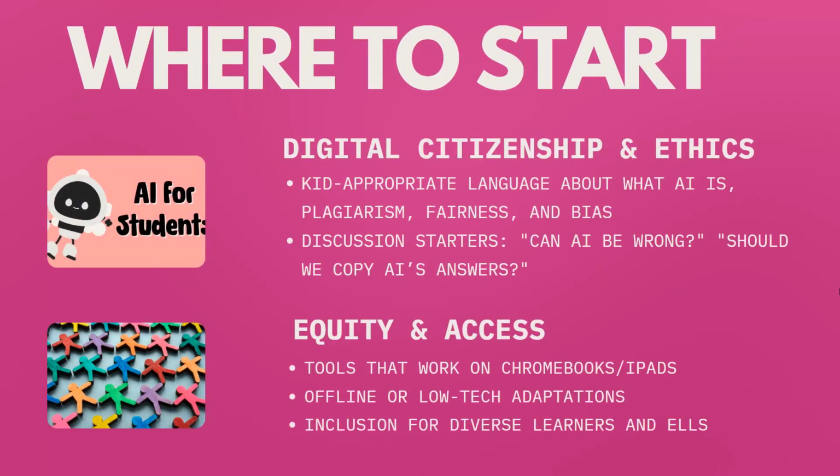And thinking about where to start, just understanding that our students need to understand digital citizenship and ethics in terms of what is kid appropriate language, about what AI is and what it isn't. Can it be wrong? Should we copy AI's answers? And really helping students understand that AI is a computer system, it's a robotic system, it's not a person, it's not someone they're interacting with. We're not forming relationships with AI, we are just working with a chatbot or an AI feature.